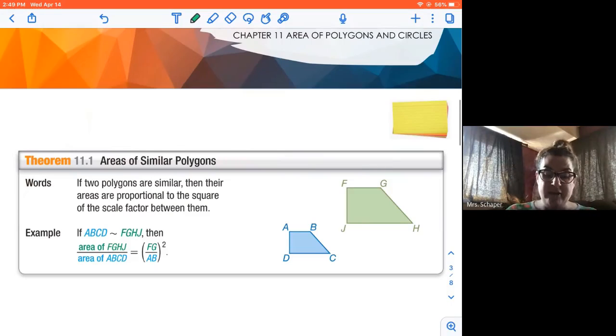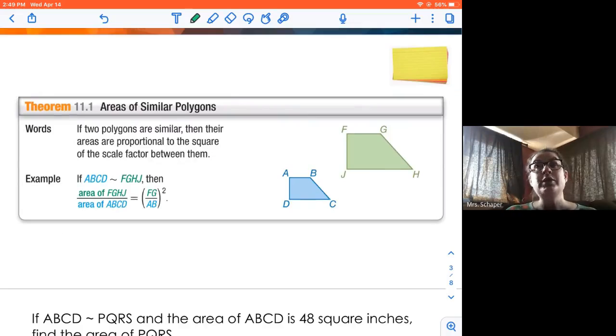If we have two figures that are similar, their areas are proportional. When we look at this, the area of the bigger one compared to the area of the smaller one is equal to the length of MG squared over the length of AB squared. So it's the side lengths squared that are proportional to the areas.